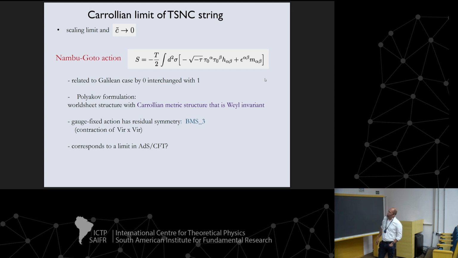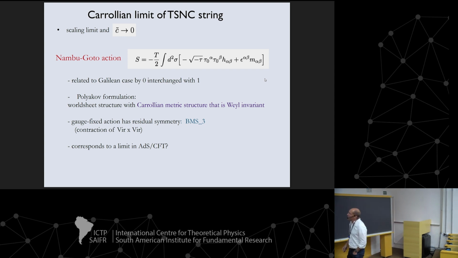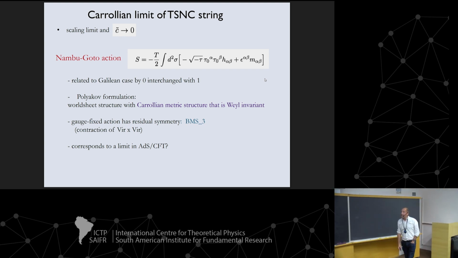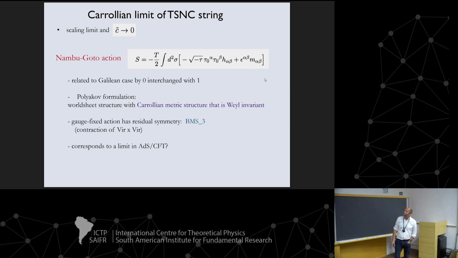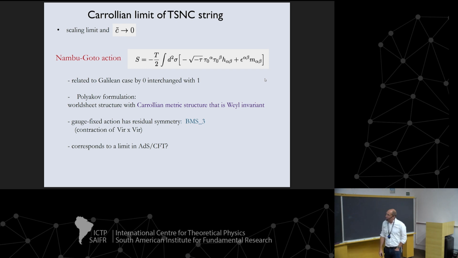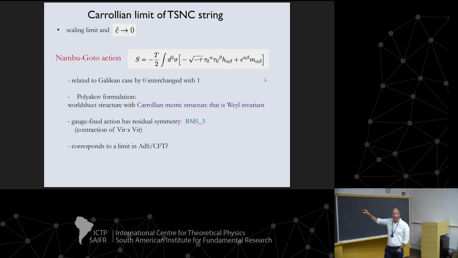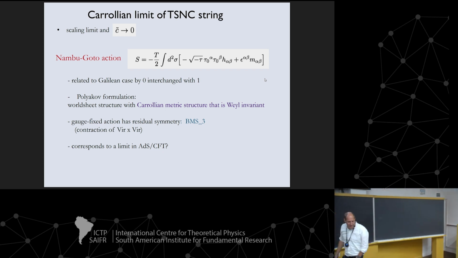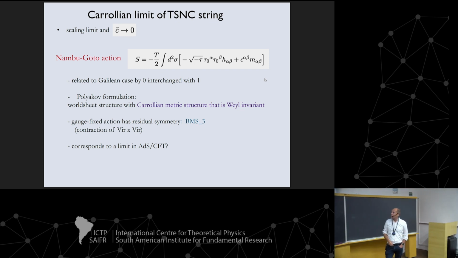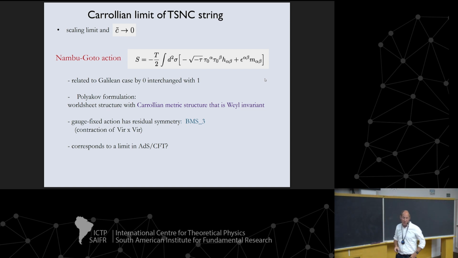There's again a Polyakov formulation of this. Maybe not surprising, but still tantalizing. In this case, the gauge-fixed action has a residual symmetry that's BMS3, a contraction of Virasoro cross Virasoro that plays a big role in flat space holography. But here, it's a big question mark. It doesn't have to be related to AdS/CFT, but it seems to be worth thinking about if there is some kind of limit in AdS/CFT, just like I showed you before, that relates to this novel class of sigma models.